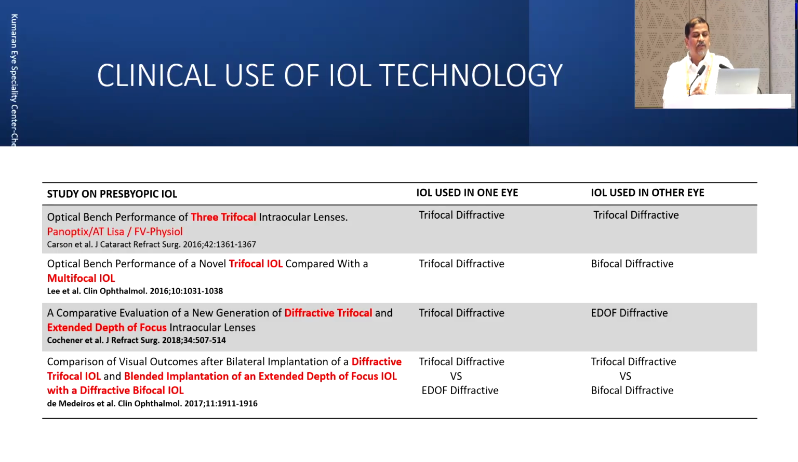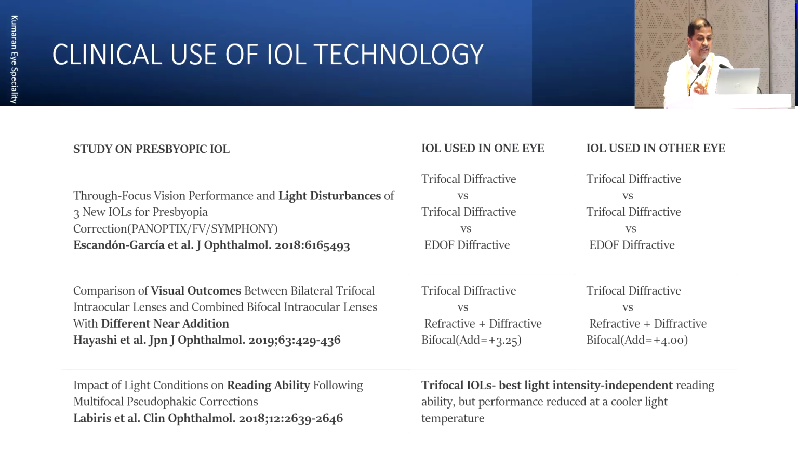Even when you put a bifocal lens in one eye and a trifocal in the other eye, all these patients had a very good range of vision. There was no complaint with the visual acuity. Then there are other studies which report the light disturbance or dysphotopsia. The trifocals gave a very good range of vision, but because of the loss of contrast, they had a lot of reading difficulties when the contrast came down.